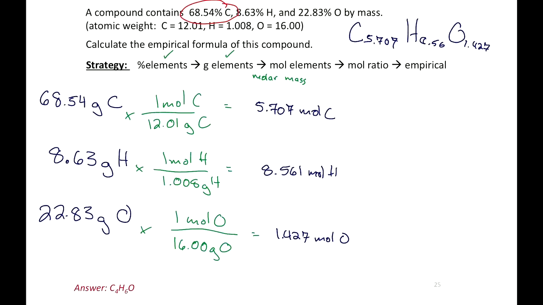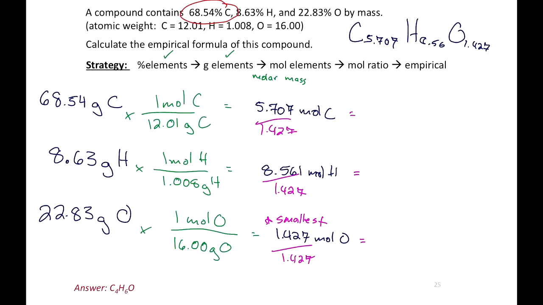1.42, whatever. So what we're going to do is divide all of these 3 numbers by 1.427. Because when we divide a number by itself, we always get 1. So when we do this, we ensure that one of the mole ratio numbers is a whole number.